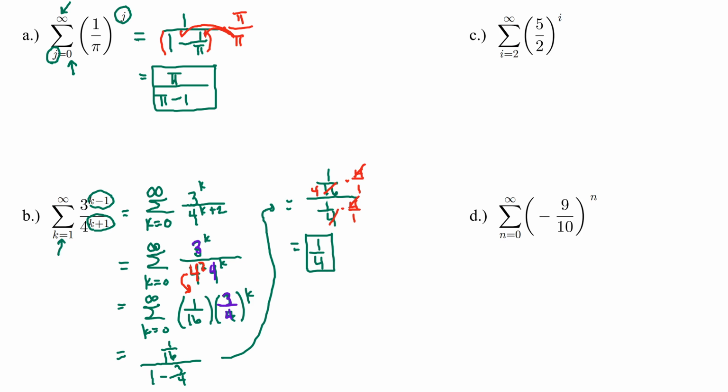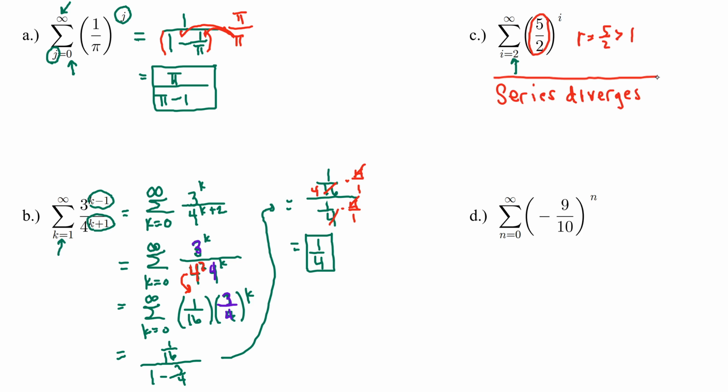Let's look at example C. We have the sum from i equals 2 to infinity of 5/2 to the i. Now the first thing that may catch your eye is that our lower index of summation here is not 0. However, it doesn't matter on this one. Notice that our ratio, 5/2, is greater than 1. If that ratio is greater than 1, then the series diverges.